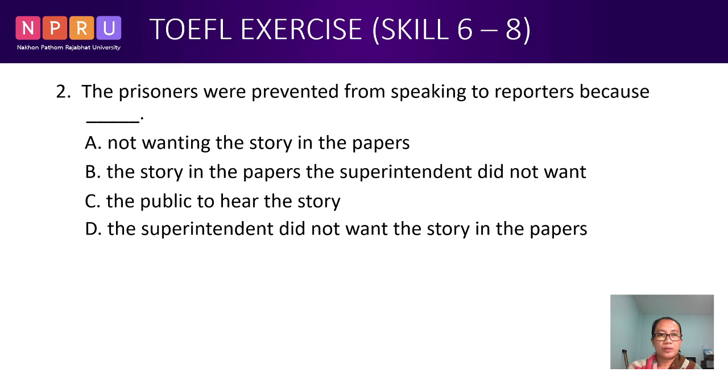Item number 2: The prisoners were prevented from speaking to reporters because blank. A, not wanting the story in the papers. B, the story in the papers the superintendent did not want. C, the public to hear the story. D, the superintendent did not want the story in the papers.